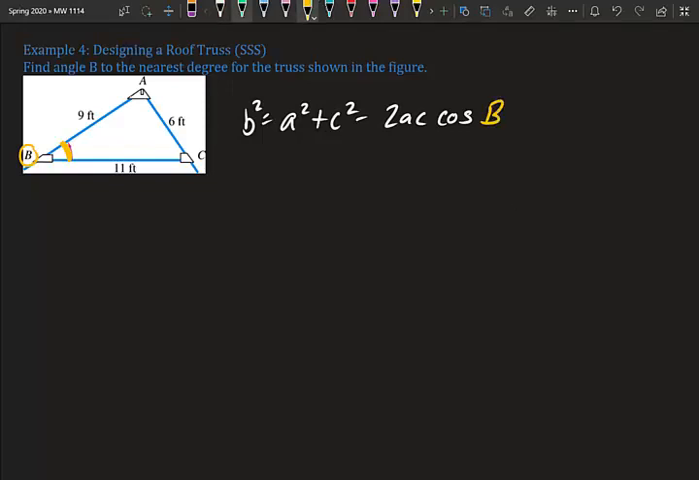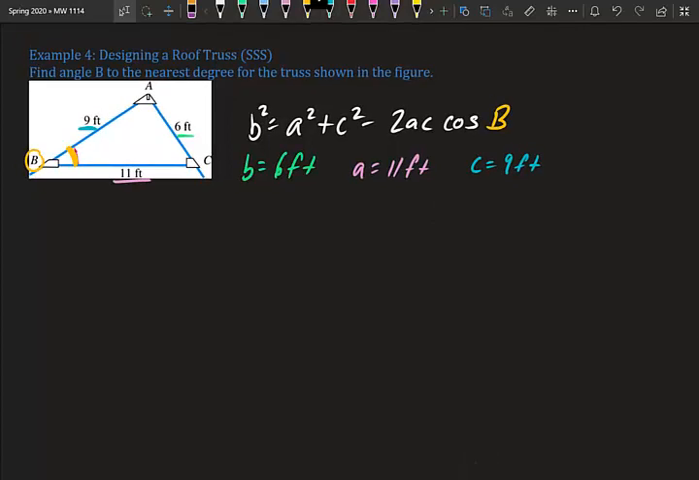All right, let's identify what A, B, and C are. So across from angle B, that's where you get your side, which is 6 feet. Across from angle A is 11 feet, so A is 11 feet. And then across from C, we get 9 feet. So C is 9 feet. Let's plug everything in.